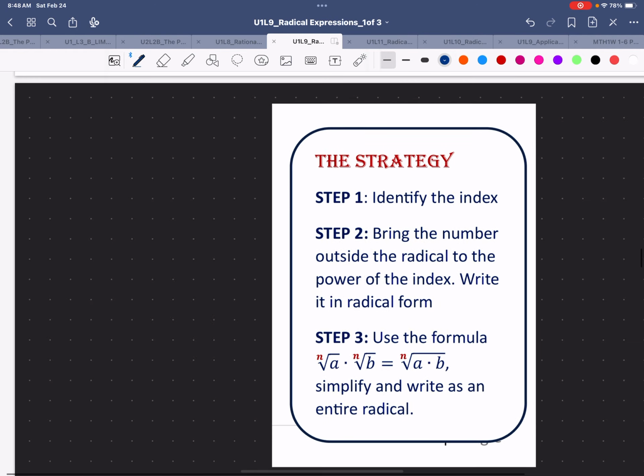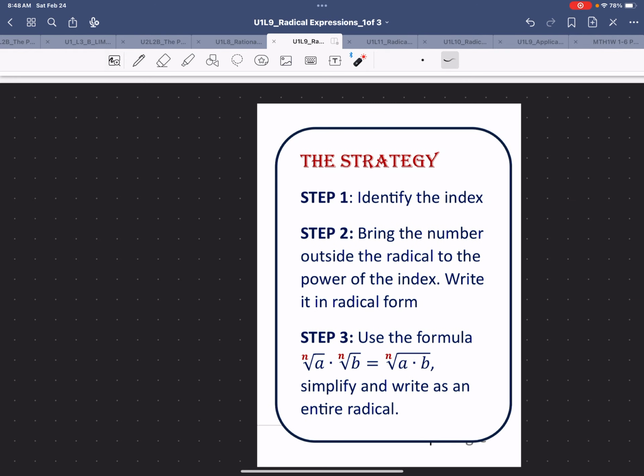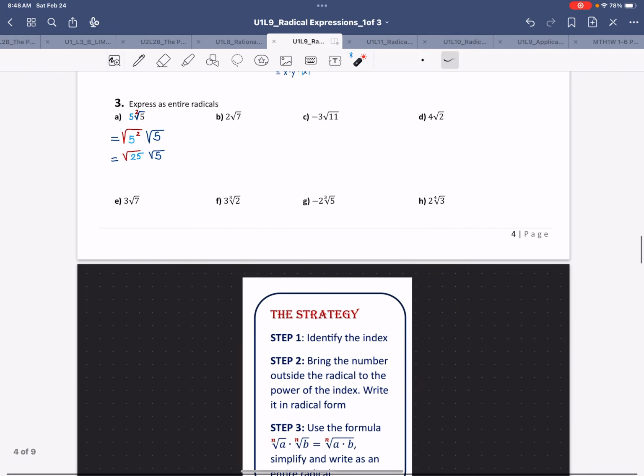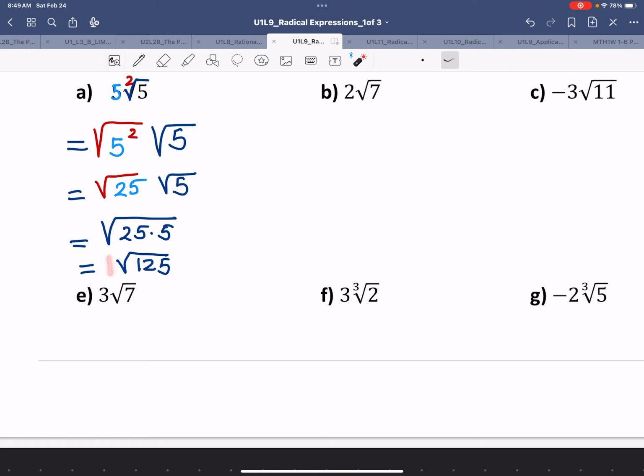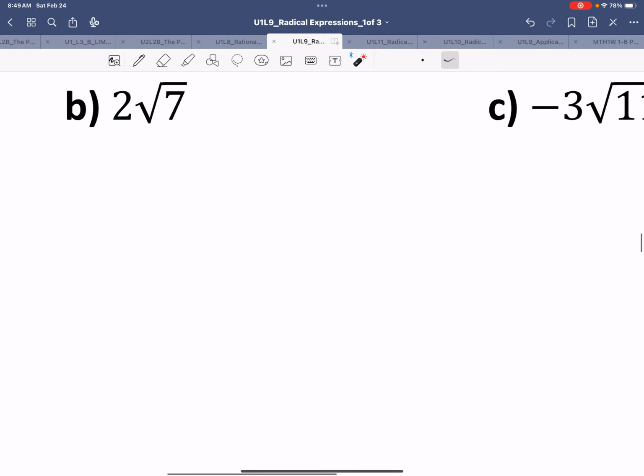Next we have to combine the two radicals using the formula: the nth root of a times the nth root of b is the nth root of ab, and write it as an entire radical. So here we go. This would be equal to the square root of 25 times 5, and 25 times 5 equals 125, and voila, we have an entire radical with coefficient of 1. Let's move on to the next question.